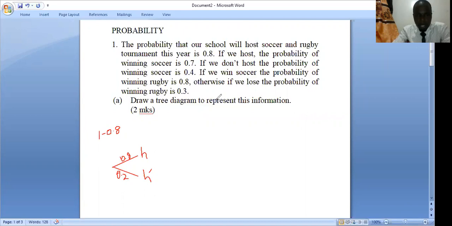If we host, the probability of winning soccer is 0.7. So suppose we host, the probability of winning soccer. Soccer win, and we can also have soccer lose, because probabilities are just chances. We are not sure that we'll be winning. So this here, we say 0.7. And if we don't win, the probability of losing is 0.3.